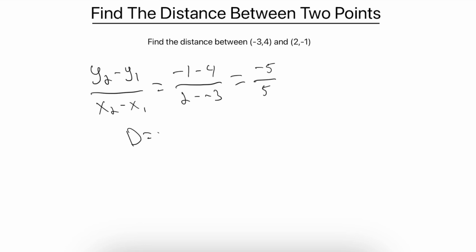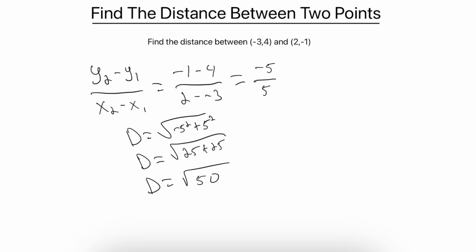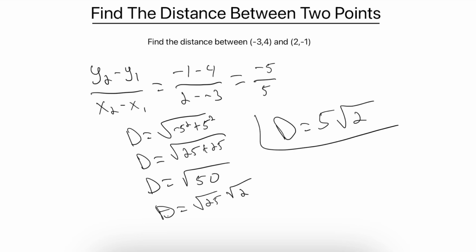So our formula states that d equals the square root of rise squared plus run squared. So negative 5 squared plus 5 squared. So d is going to equal the square root of 25 plus 25. Or d is going to equal the square root of 50. Now with this, we can turn this into d equals square root of 25 times the square root of 2. So d equals 5 square root of 2. And that's our final answer.